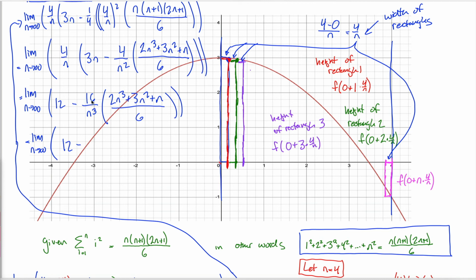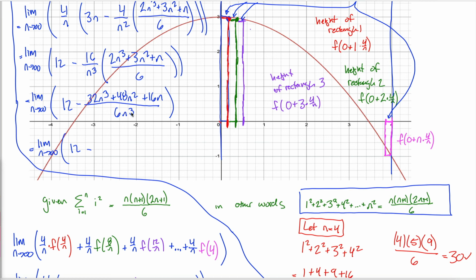In the numerator, I'd have 16 times 2n cubed, so 32n cubed, and then 16 times 3n squared, so 48n squared, and then 16 times n, so 16n. And then in the denominator, I would have 6n cubed. Instead of thinking about this as a sum of terms all divided by 6n cubed, I'm going to think about it as 3 different fractions.